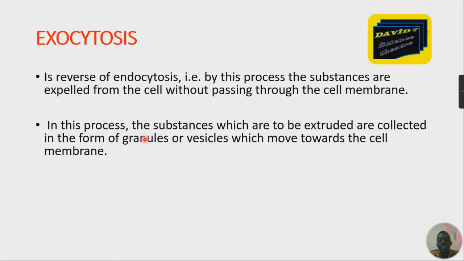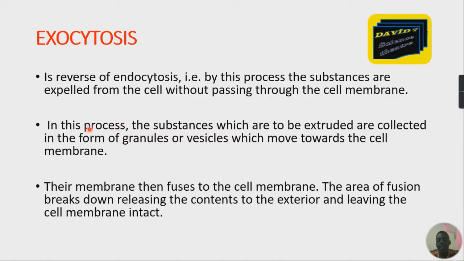So in this process, the substances which are to be excluded are collected in the form of granules or vesicles which move towards the cell membrane. They first collect this material to be excluded in the vesicles. The vesicles get closer to the cell membrane, and their membrane then fuses with the cell membrane, and the area of fusion will break down to release the contents to the exterior and leave the cell membrane intact.